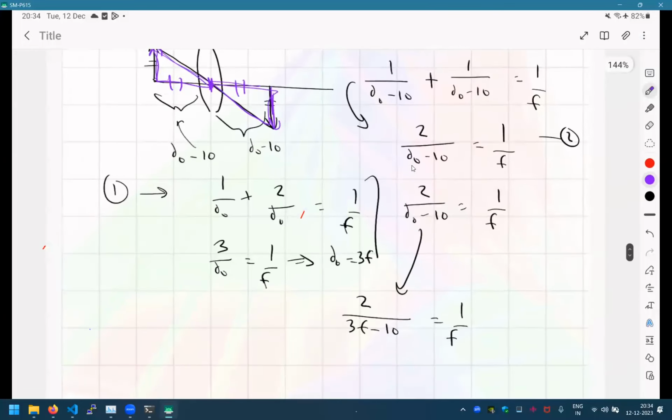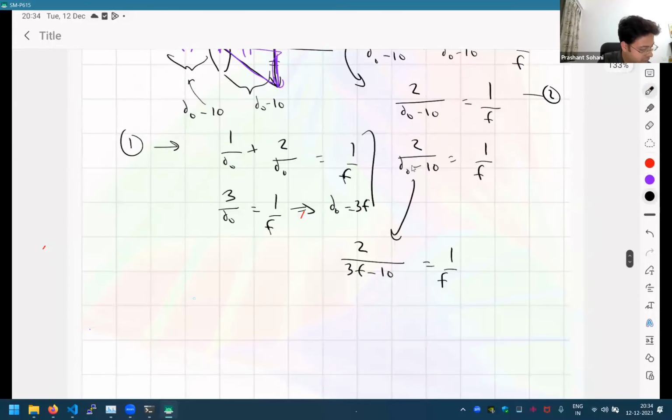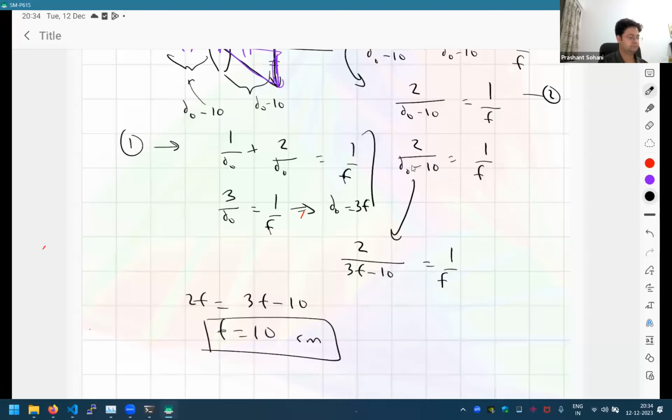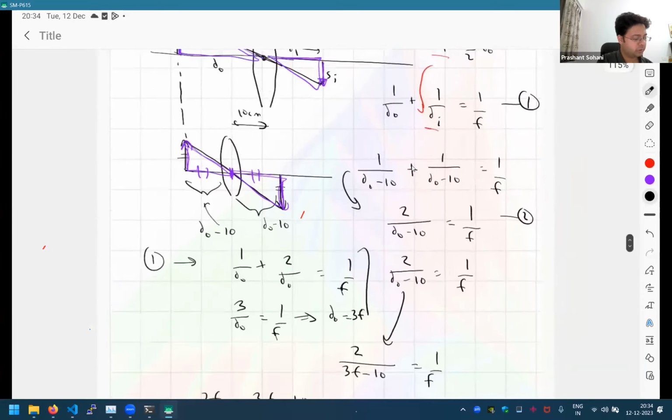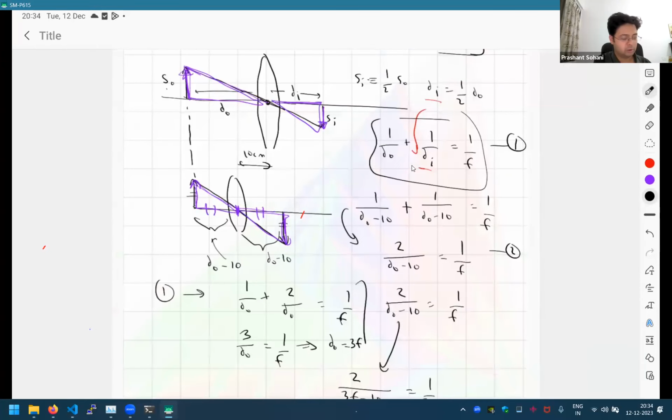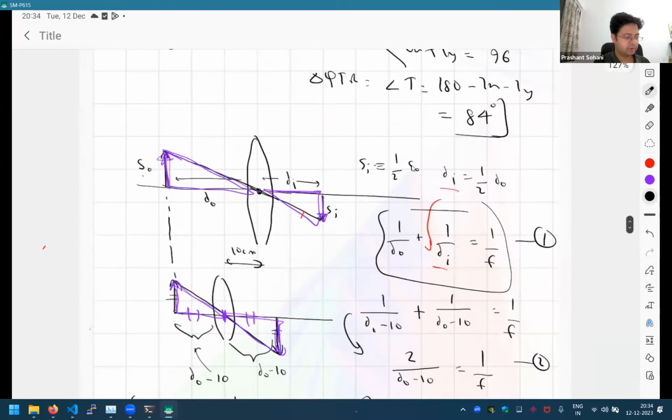Okay, so now we just want to solve for f. So 2f is equal to 3f minus 10, and you are going to get f is equal to 10 centimeters. So if you know this lens equation, or whatever version you know, maybe 1 by v minus 1 by u, the only thing that is getting tested over here is your knowledge of similarity, in a way. Knowing that the object size and the distance from the lens are always in proportion in a given configuration.